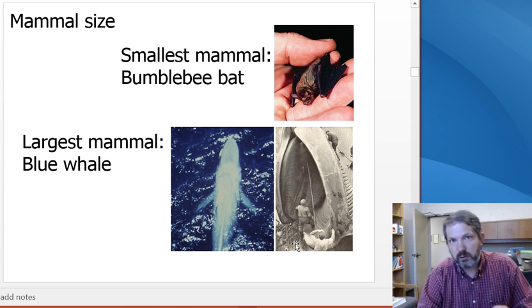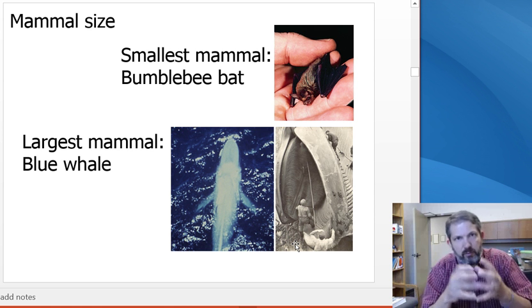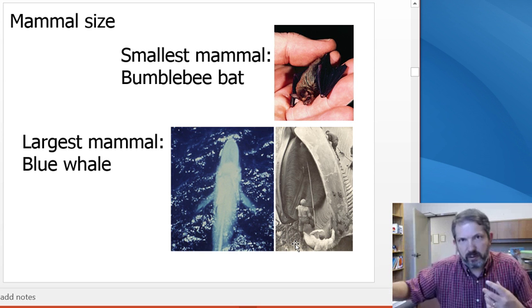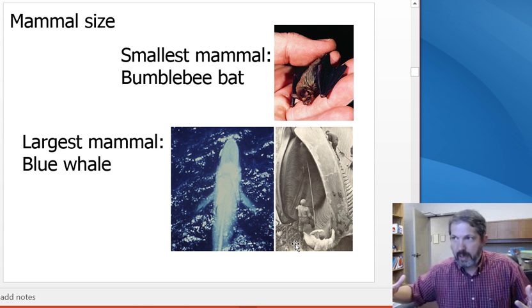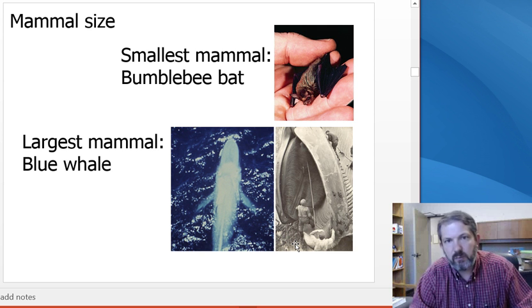So if you're a mouse, you have to eat a tremendous amount to stay warm, just to maintain that body temperature. Even though you're small, you're eating proportionally to your body size. You're eating much more than an elephant. Yes, an elephant's eating hundreds of pounds of food a day, but it's massive. And so proportional to body size, the mouse is eating more.